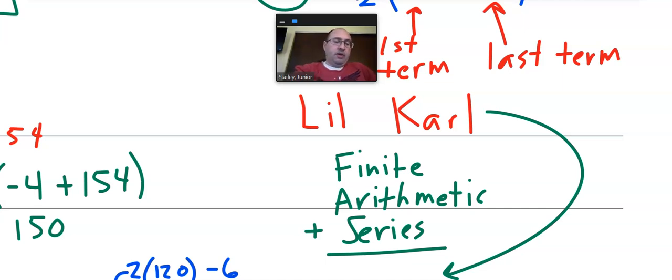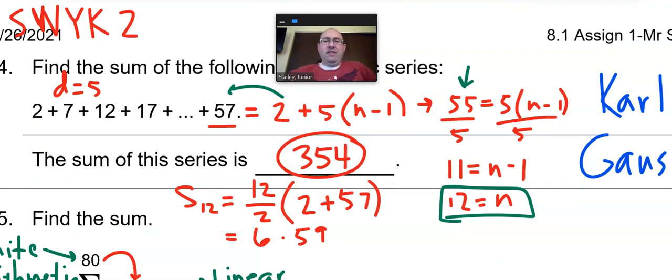Okay. Next problem. Wait a second, we didn't finish that problem. We figured out there were 12 terms, right? So let's figure out what we're going to do with that. We know that there are 12 terms, 12 divided by 2. We know the first term's a 2, and we know the last term's a 57. So plug them into the equation.